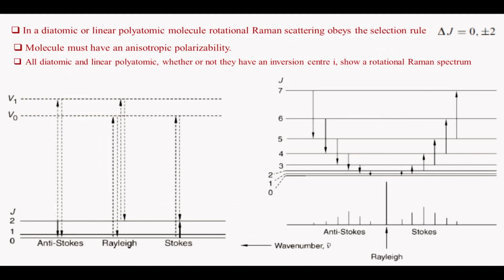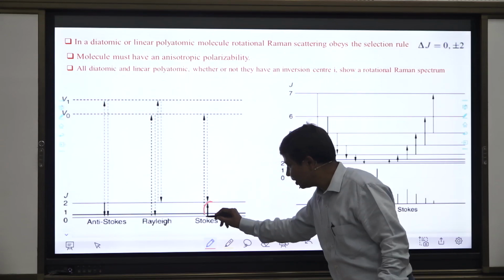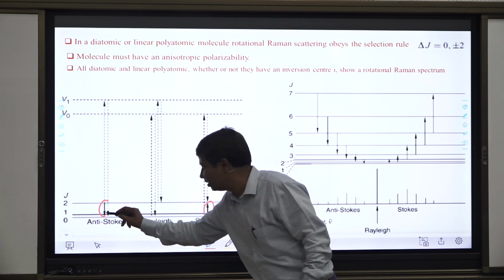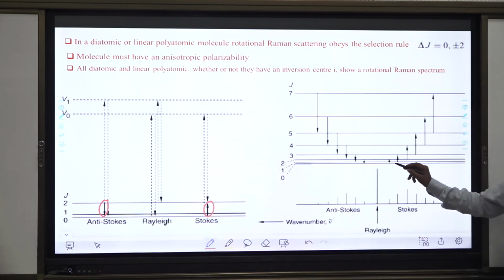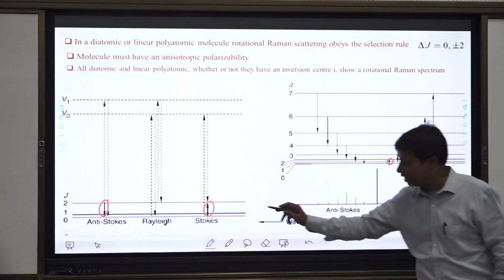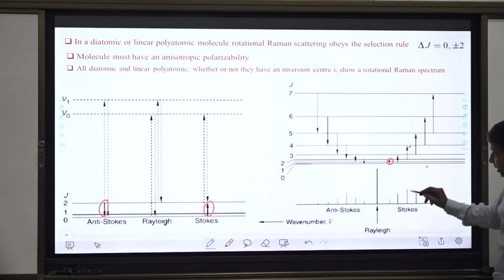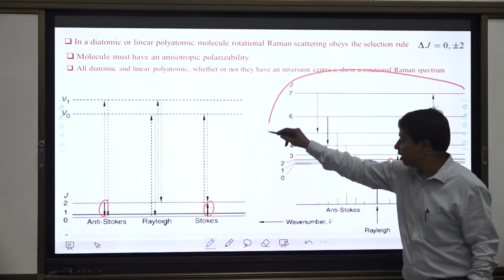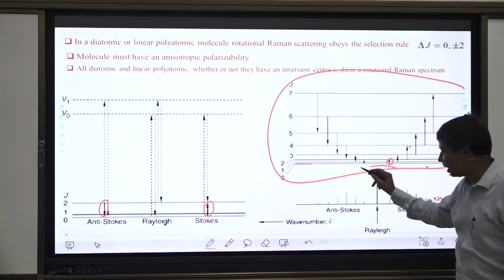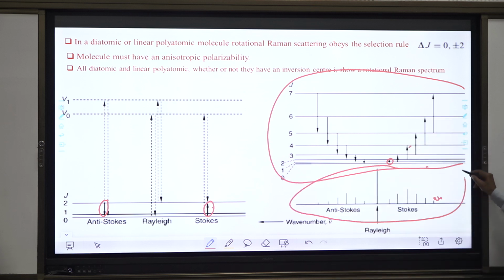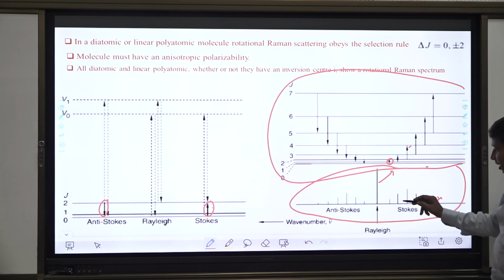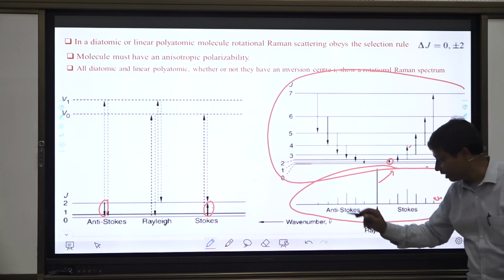In books you will see this kind of diagram. As I have already told you, this one is the difference, and that difference is plotted here. Often students confuse this as showing the transition. Actually, this is the difference, and it is plotted here. So this is the energy level diagram, and this is how the spectrum will appear. The Rayleigh will be much stronger than the Stokes and the anti-Stokes.